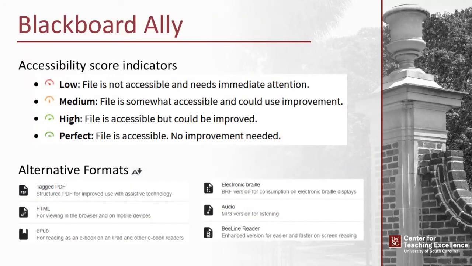So as I mentioned earlier, Blackboard Ally is a tool within the Blackboard Learning Management System. Ally gauges the accessibility of your content, and it provides you with tips and information for improvements to your content accessibility. Ally also automatically creates alternative versions of your files, which include tagged PDFs, HTML, EPUB, Braille, audio, and Beeline Reader. Students can access your course content in a format that suits their needs or abilities.